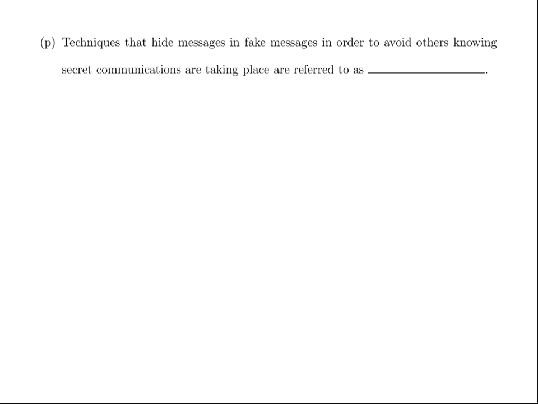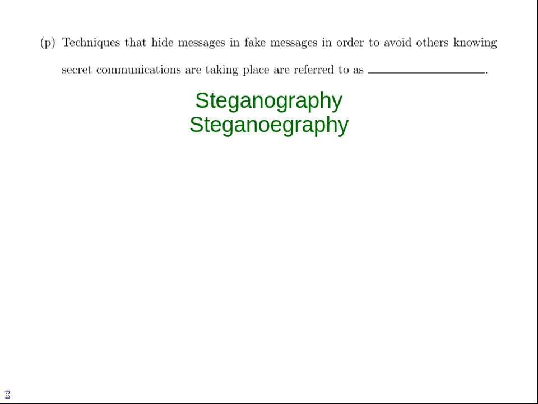Let's not go through these, but one of them, what about this one? Techniques that hide messages in fake messages in order to avoid others knowing secret communications. Now, I try to be nice when I mark, that is, I don't look for spelling mistakes, but you need to be close. Even if you make spelling mistakes, you need to be close. So steganography, and I even spell it wrong sometimes, so that's okay.